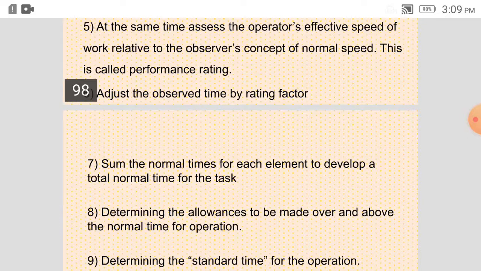Sum the normal times of each element to develop the total normal time for the task. So that task or that job or that activity we have divided into a number of elements. We have carried out the time study for each element. Then the time for each element is to be added to form the normal time of that particular job or that activity or that task.